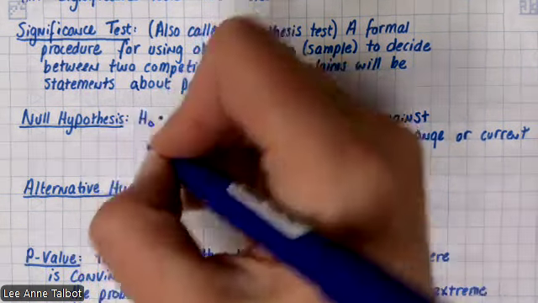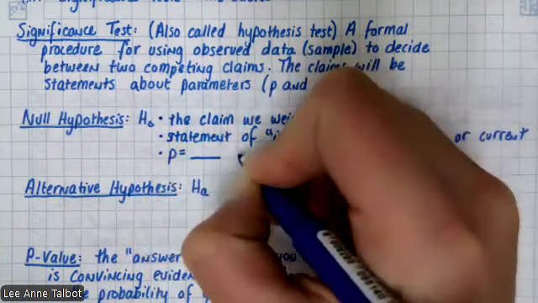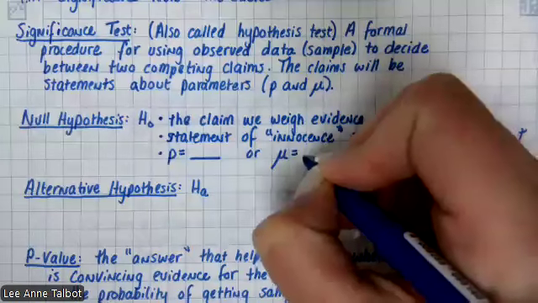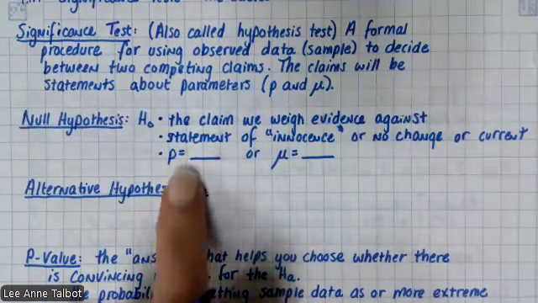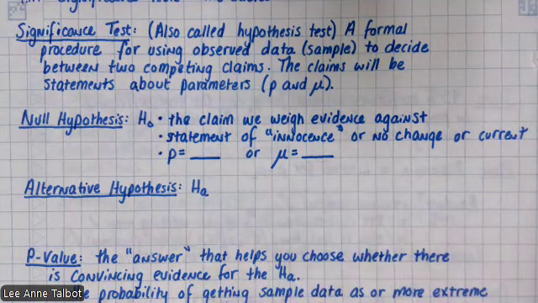Okay, and then it looks like this. You're going to have p equals some number or mu equals some number. And this is what we'll use for percents, and this is what we'll use for means.